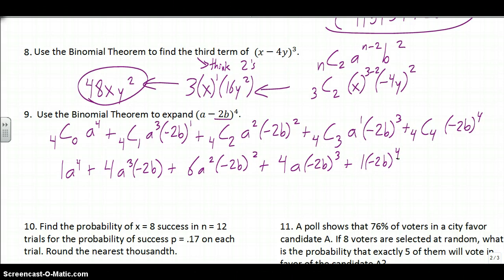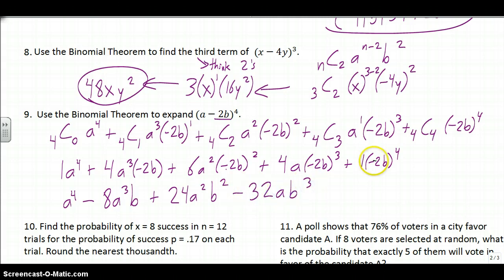Okay. Now we just have to multiply all the numbers together. This is just 1a to the fourth, so that's easy. This one has a 4 times a negative 2, so that'll be negative 8a cubed b. Notice the a cubed and the b just stay the same. It's the number part we change. This time we have a negative 2 squared, so that'll be positive 4 times 6, which is 24a squared b squared. Negative 2 cubed is negative 8 times 4 is negative 32ab cubed. And the last one, negative 2 to the fourth, is positive 16b to the fourth.